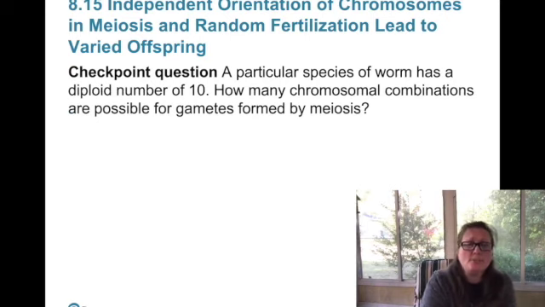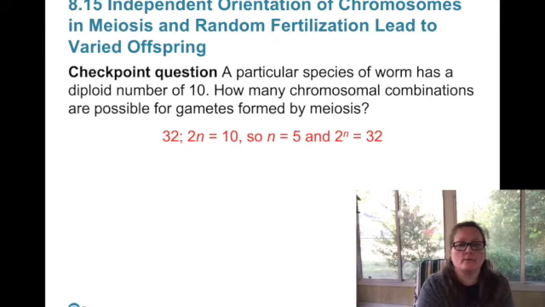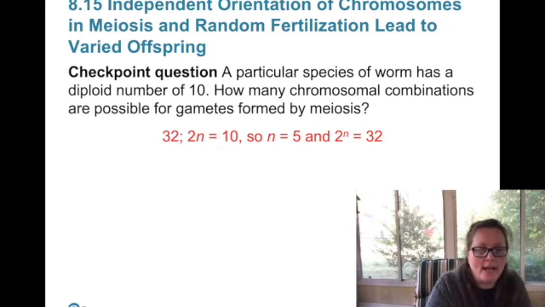So, a particular species of worm has a diploid number of 10. How many chromosomal combinations are possible for gametes formed by meiosis? 32. Because 2n equals 10, because they just told us that, that means n equals 5, and 2 to the n is 32. I know this looks weird, but it says diploid number of 10, so that's how we have 2n.